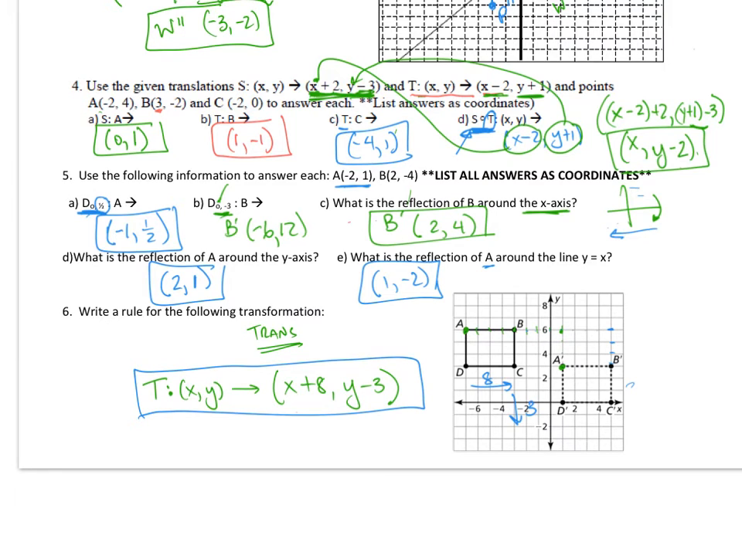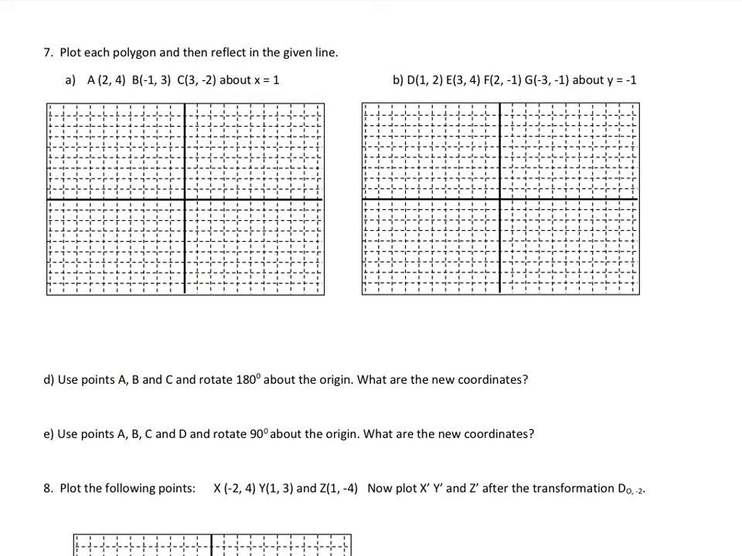Okay, moving on to the next page. So, on this page, we have to plot each polygon and then reflect in the given line. So let's go ahead and start with this first polygon. A is at 2, 1, 2, 3, 4. There's point A. Point B is going to be at negative 1, 1, 2, 3. There's point B. And point C is 3, 1, 2, 3, negative 1, 2. Right there, there's point C. So I've got this polygon. In this case, I've got a triangle.